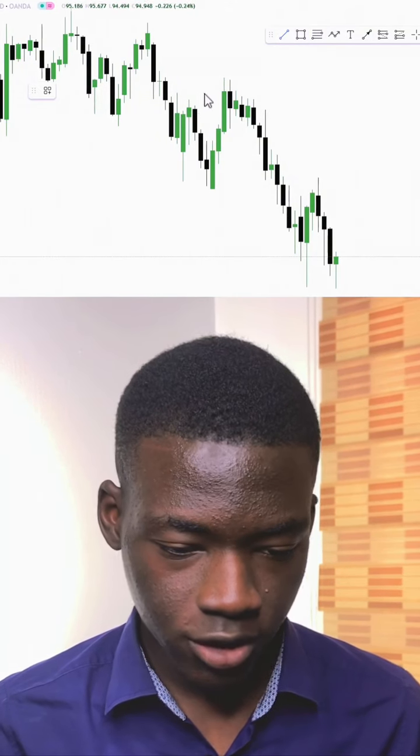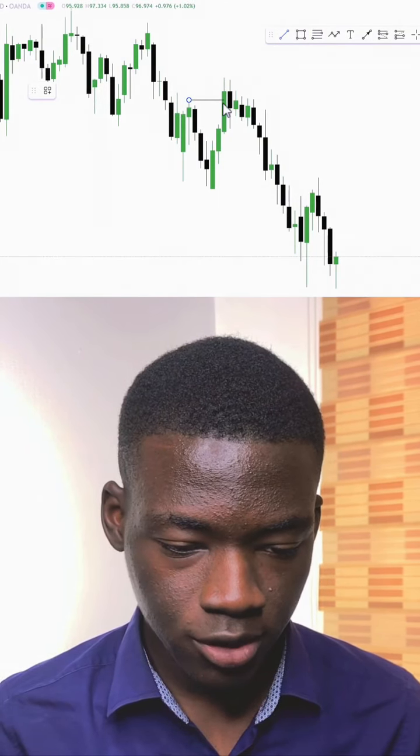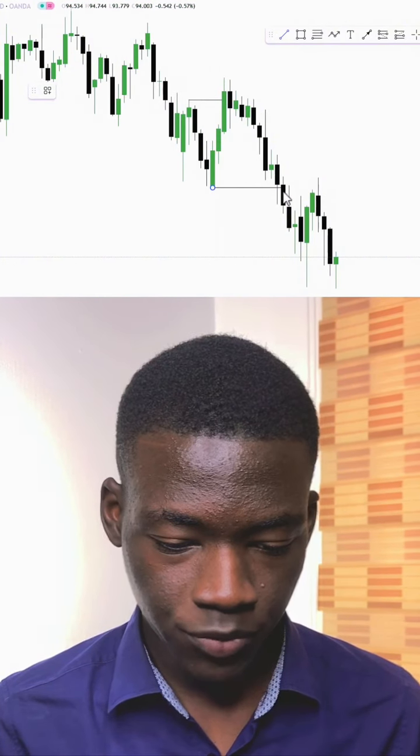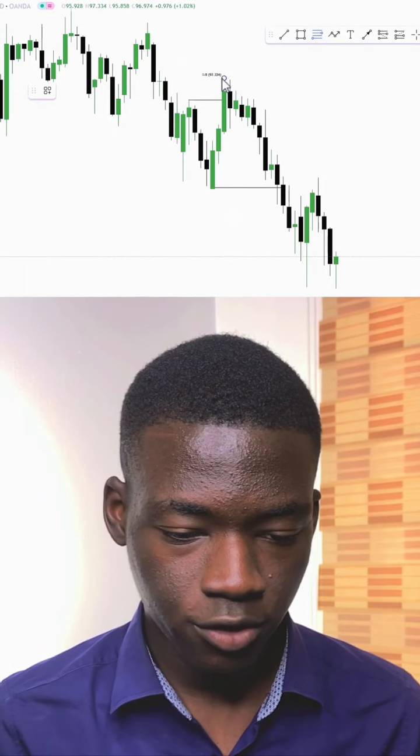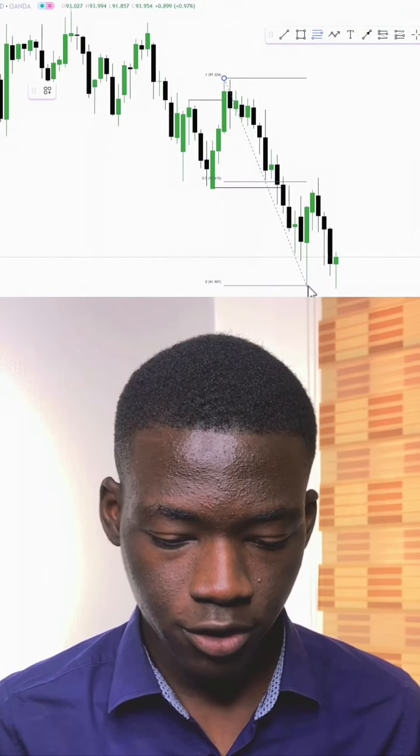How we did that was that we realized there was a sweep of liquidity here on the daily time frame, followed by a shift of structure right at this point. So that gave us a range. This is the high of our range, this is the low of our range.